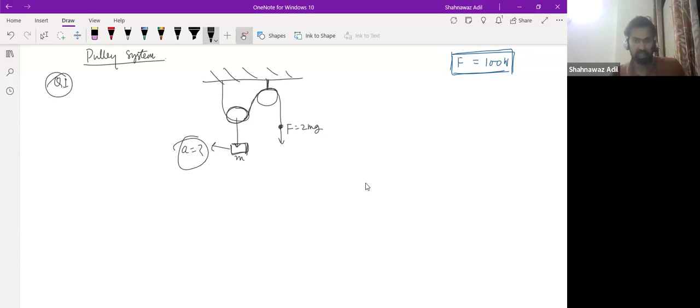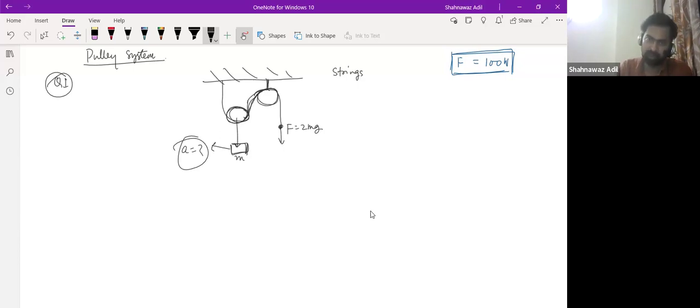Right. And we have to remember that these strings are massless. So strings are massless, which means that the tensions would be the same, right? Tensions would remain the same if strings are massless.